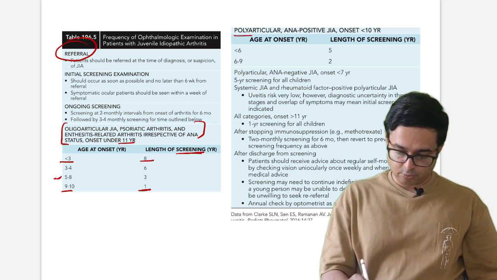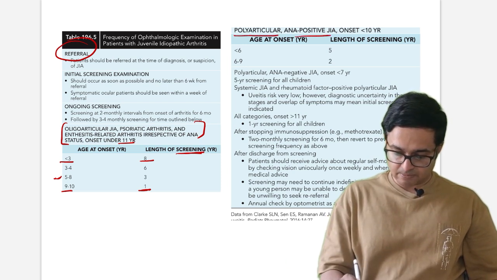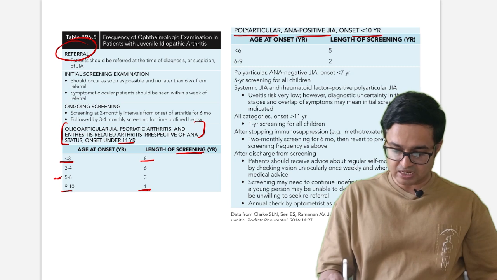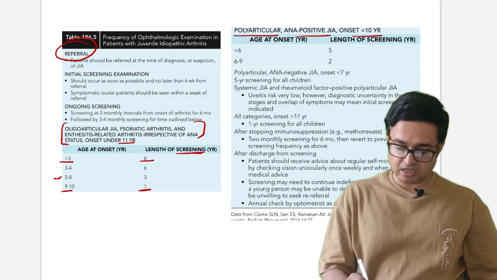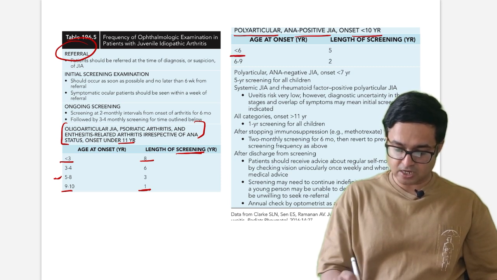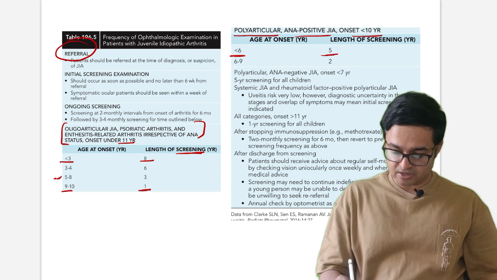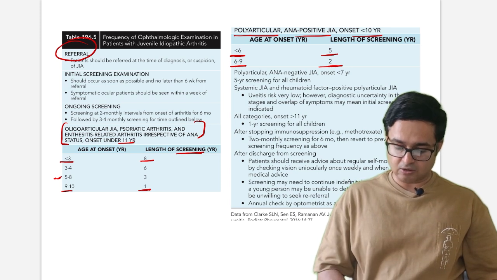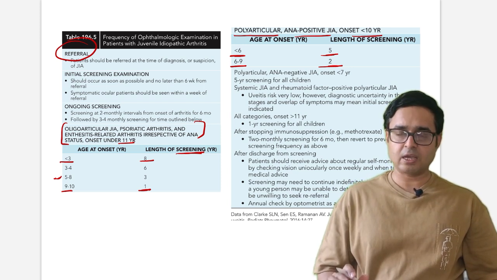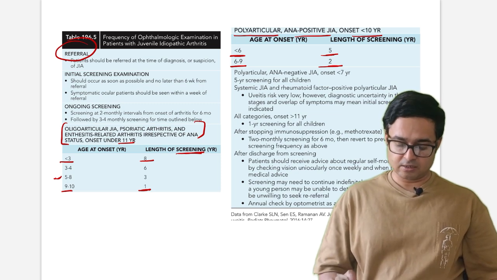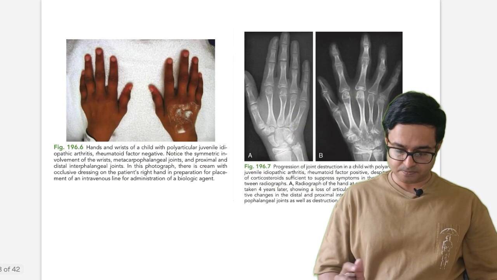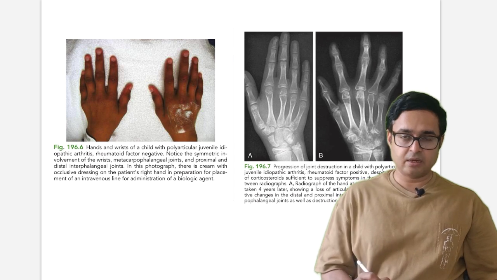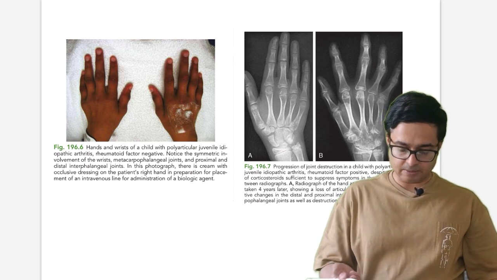But in polyarticular or ANA positive JIA with onset less than 10 years, if the patient is less than 6 years of age, the length of screening is 5 years. If the patient is 6 to 9 years of age, the length of screening is 2 years. Other things are also important, but not from the exam point of view. Just remember the highlighted things we discussed, only those.